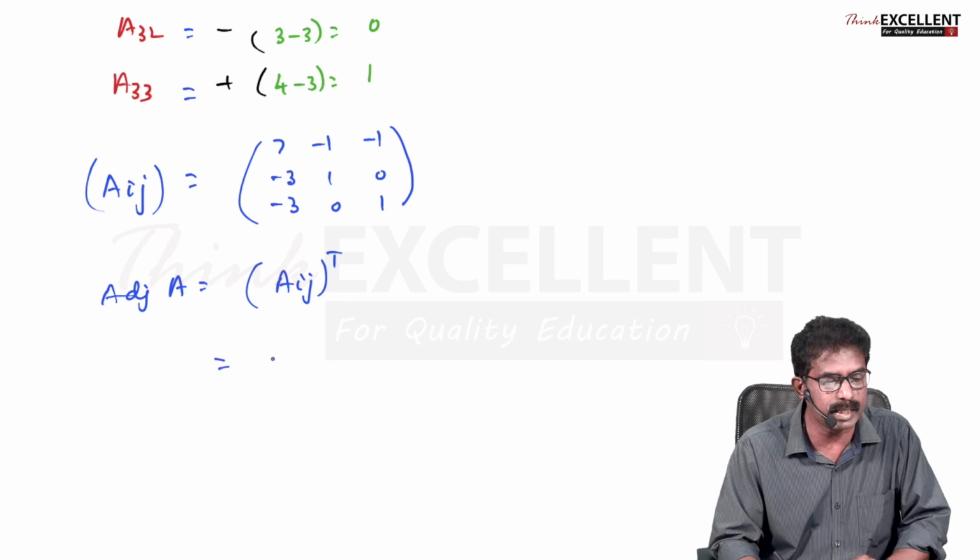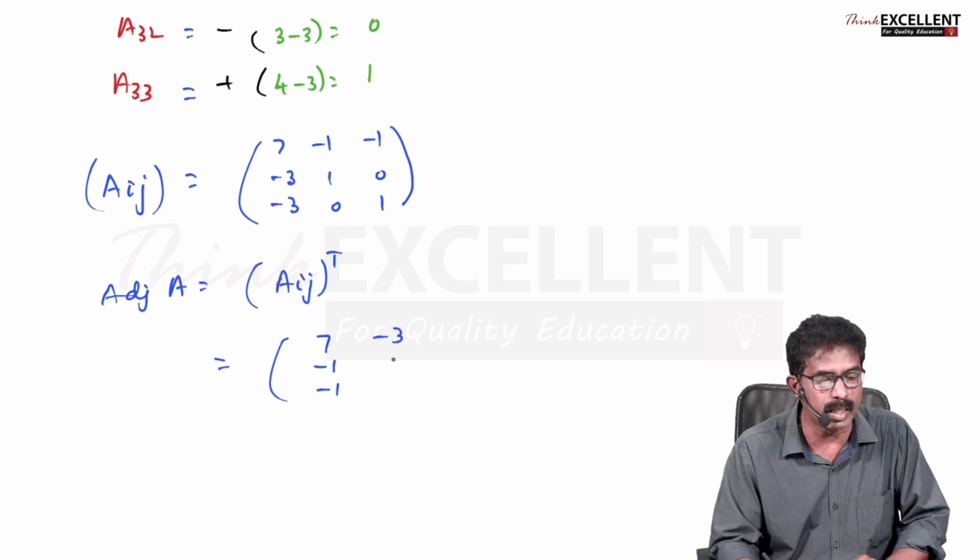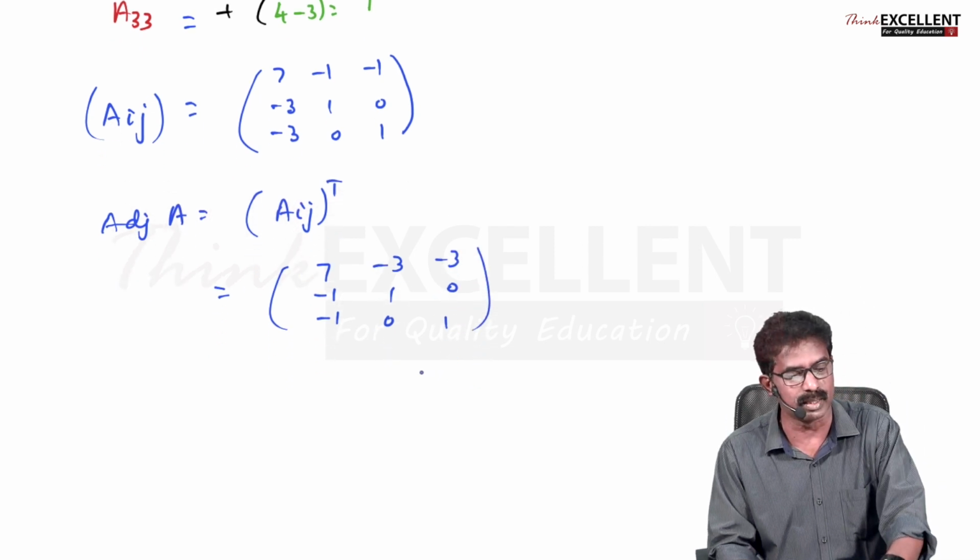So first row, you write it as first column. First row, 7, minus 1, minus 1. Second row, minus 3, 1, 0. Third row, minus 3, 0, 1. So this is adjoint A. Okay, so we already studied this.